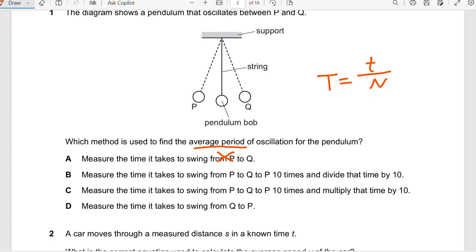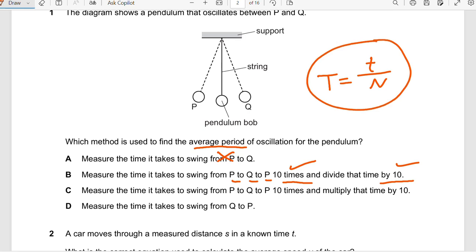In option B, they say measure the time it takes to swing from P to Q and then P again 10 times and then divide that by the 10. Exactly. So we find the total time for 10 oscillations and then divide it by the number, which actually uses this formula. So option B is correct.